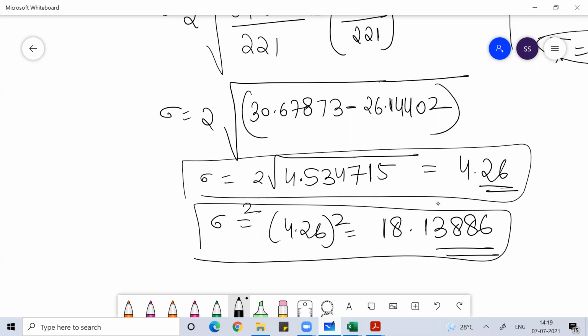Clear, everyone? Anyone, any doubt? Any question? Clear, everyone? Anyone, any doubt?